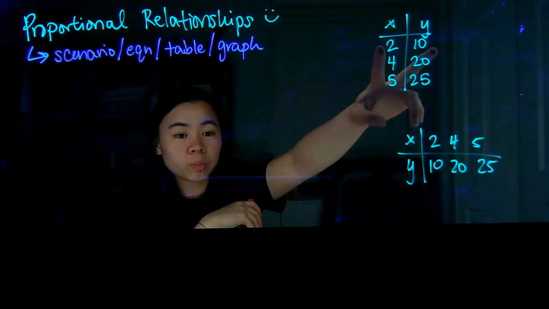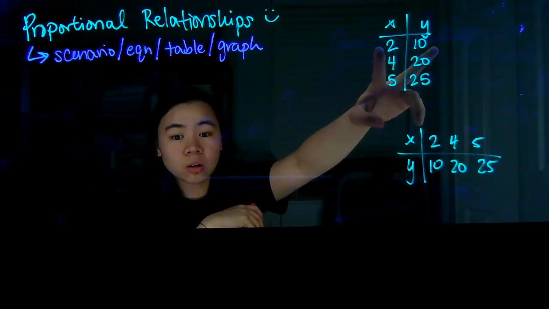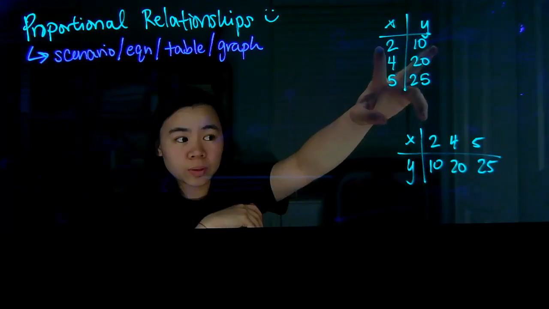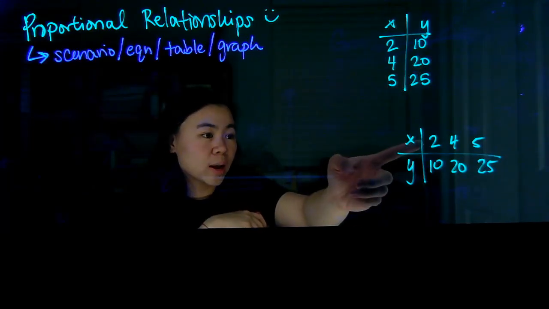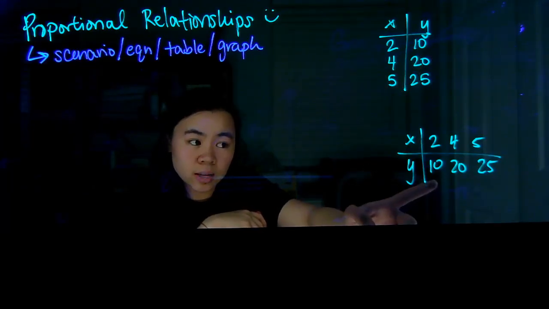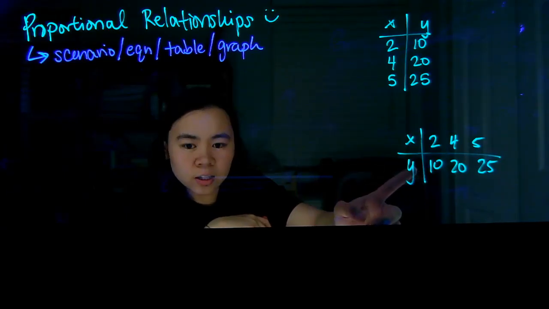This is still an ordered pair, 2, 10. You can still put 2, 10 on a coordinate plane. Even if it's written like this, your x value is 2, your y value is 10, so it's still 2, 10. You can still put it on a graph.